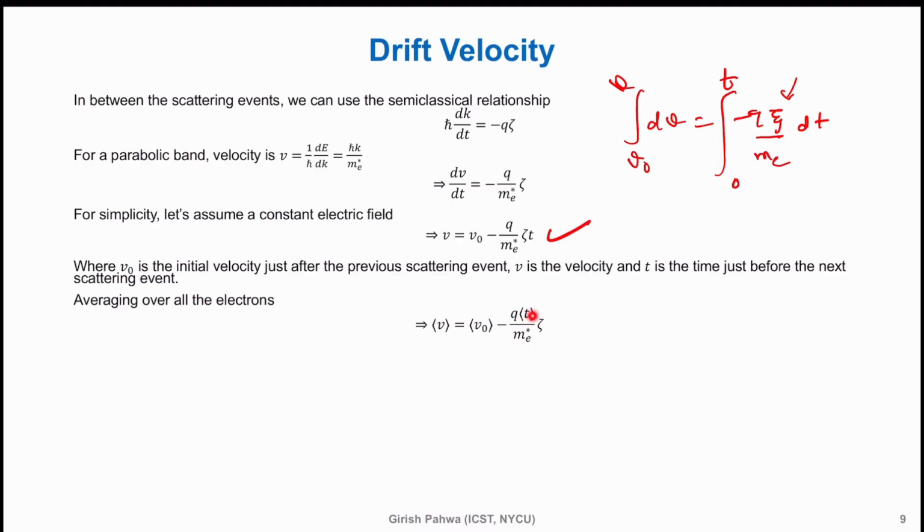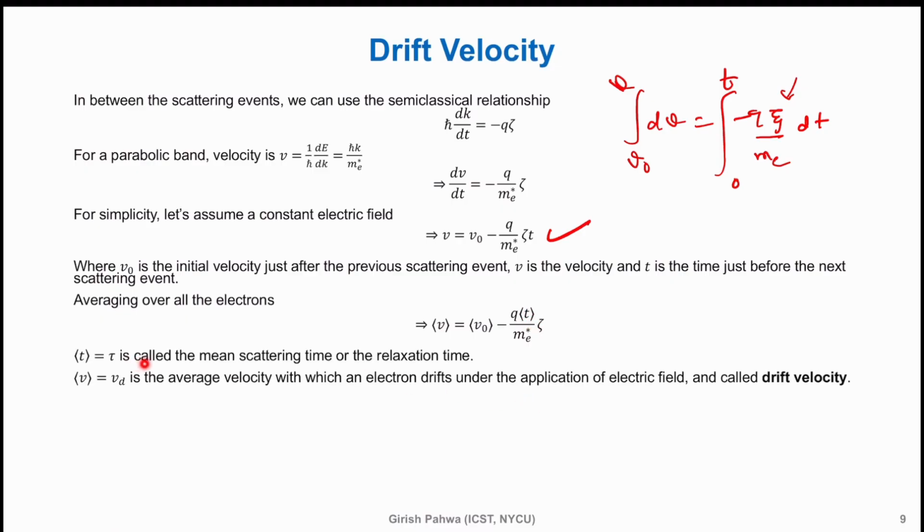And what is this tau average? This t average becomes tau, and tau is called mean scattering time, the average time between two successive scattering events. Average time between two successive collisions, you can also say. So that is your scattering time, or mean scattering time, or you can also say relaxation time. This is usually denoted by Vd, where d means drift.